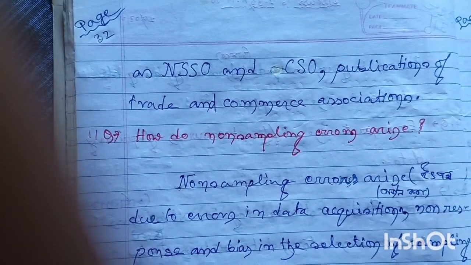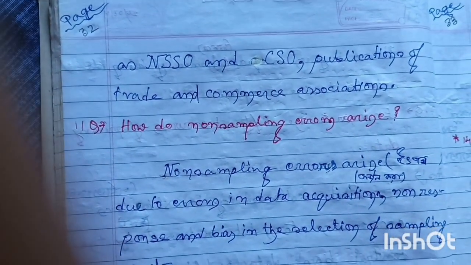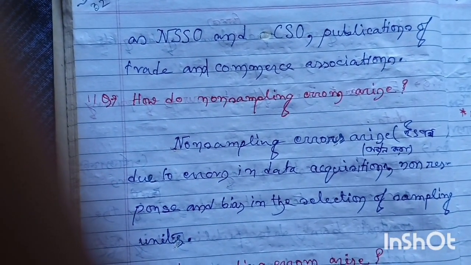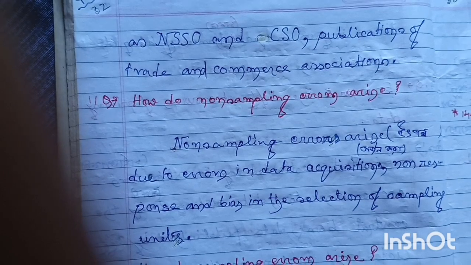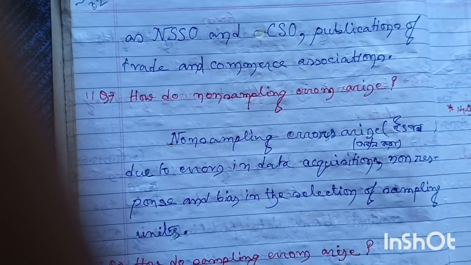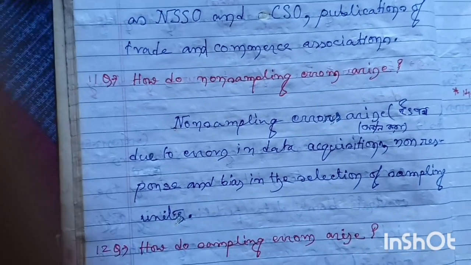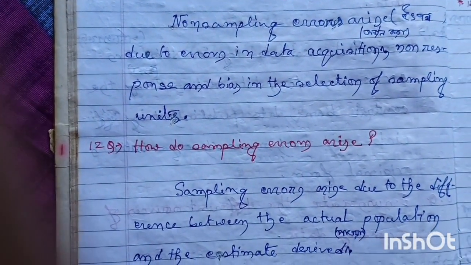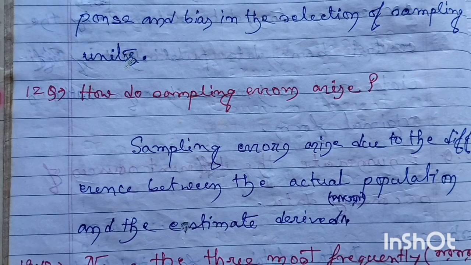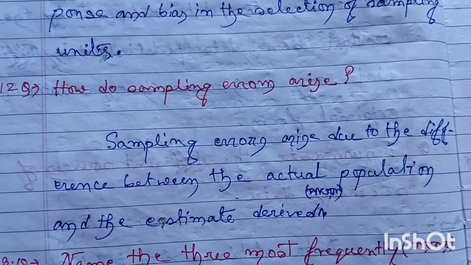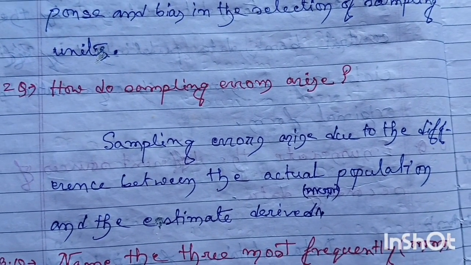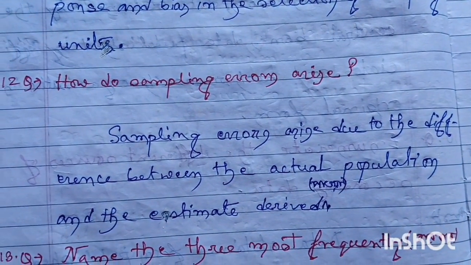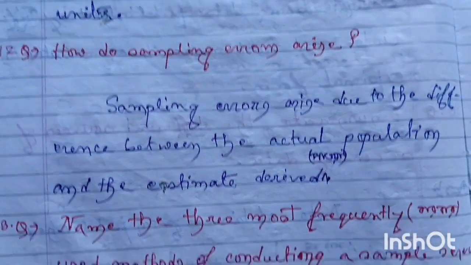Question number 11, how do non-sampling errors arise? Non-sampling errors arise due to errors in data acquisition, non-response and bias in the selection of sampling units. Question number 12, how do sampling errors arise? Sampling errors arise due to the difference between the actual population and the estimate derived.